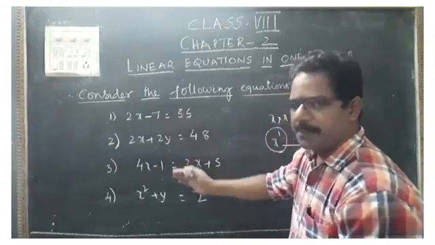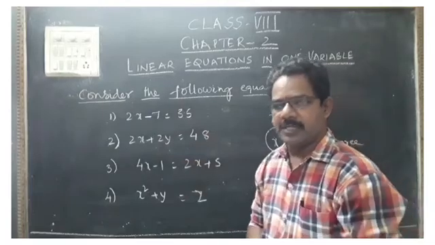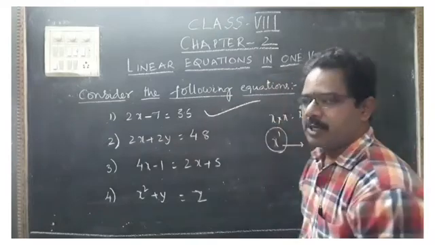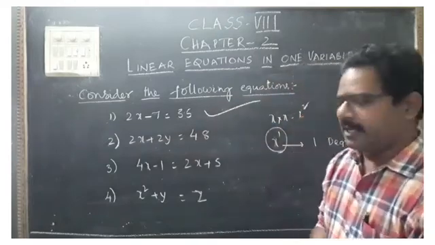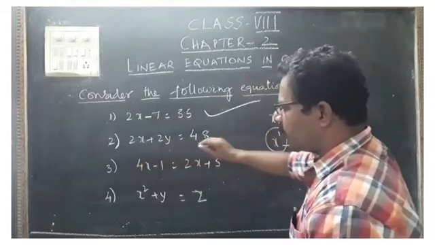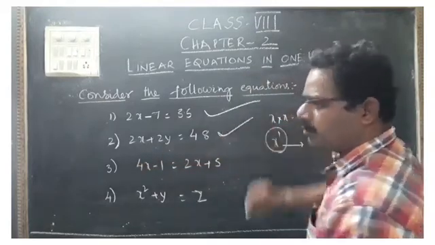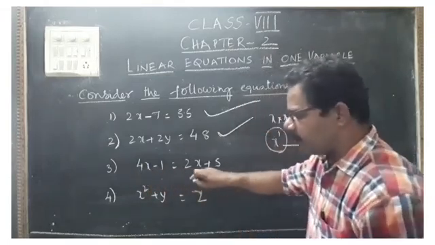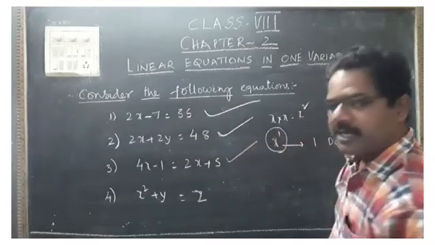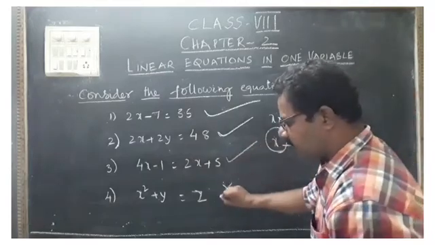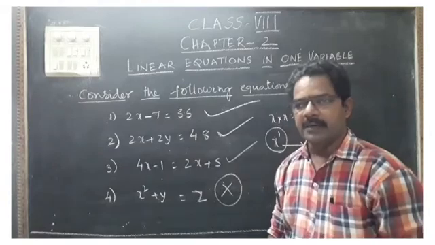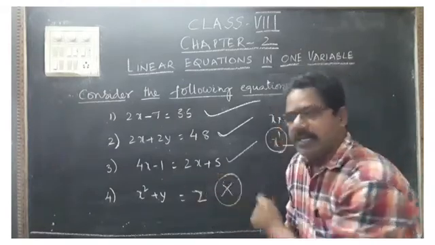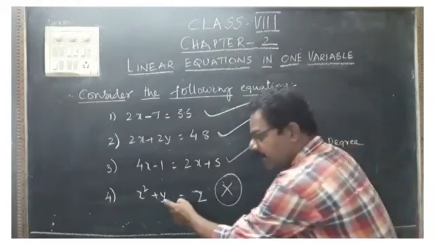In these 4 examples, just check which one is linear and which one is not. Here 2x minus 7 is equal to 35. Degree is equal to 1, so it is a linear equation. 2x plus 2y is equal to 48, its degree is also 1, so it's also a linear equation. 4x minus 1 is equal to 2x plus 5 is also a linear equation. But x square plus y is equal to z, what is the degree? 2 is the degree. 1 is not there. Remaining ones are there.